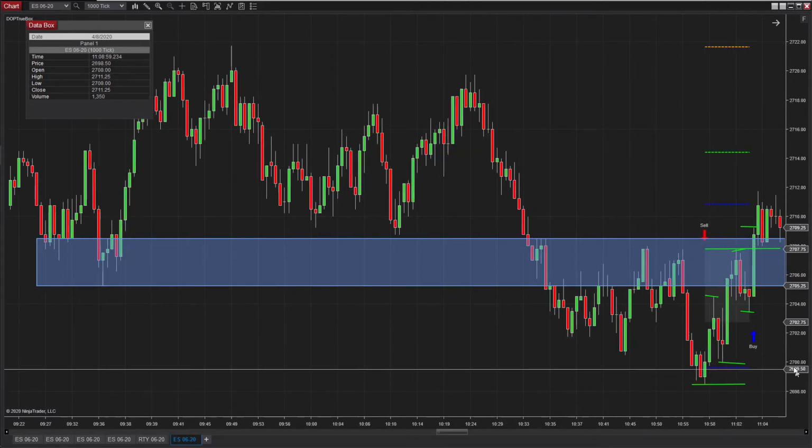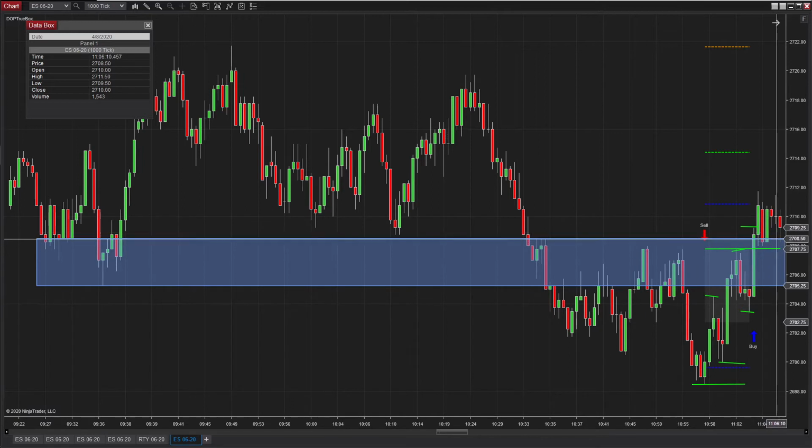All right, so depending on where I got in here, they use this as support, and now they're using this as support. I don't want it to come any lower right now. So I'm not going to get out at break even yet, but I don't want it to come any lower. I want it to push, or if it starts coming back, I will get out.